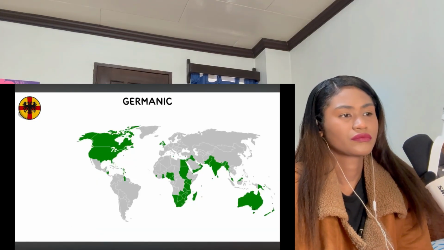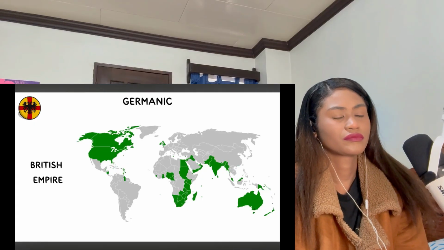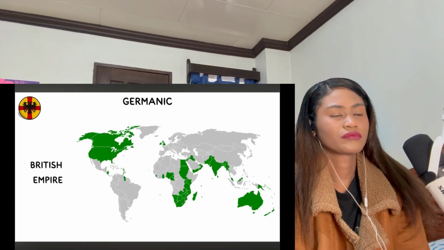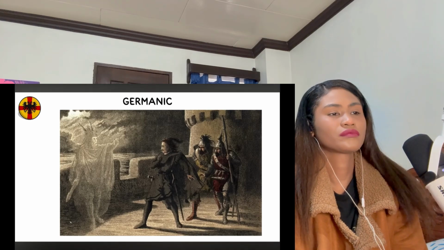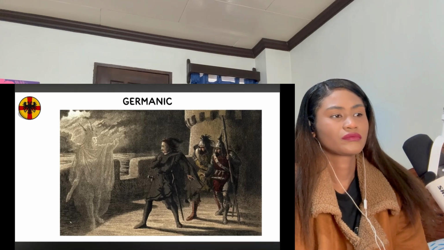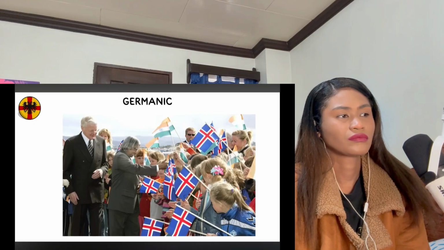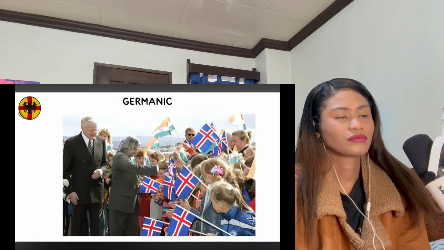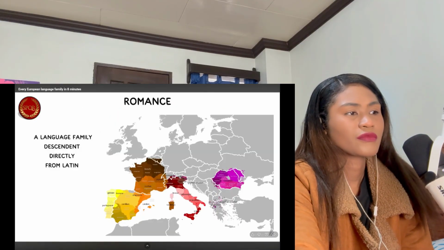With the later rise of colonial empires, especially the British Empire, English became a global language of commerce, science, and diplomacy. Germanic languages carry immense cultural influence, from the sagas of Old Norse to the literature of Goethe and Shakespeare. Today, they dominate Northern Europe and extend worldwide through globalization, migration, and international exchange, remaining among the most impactful language families in history.